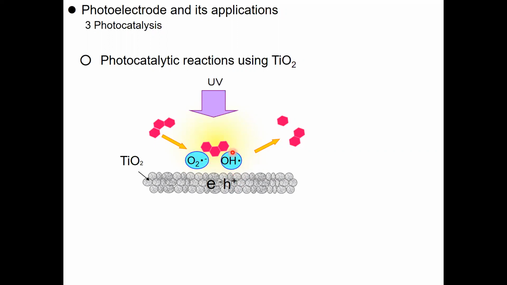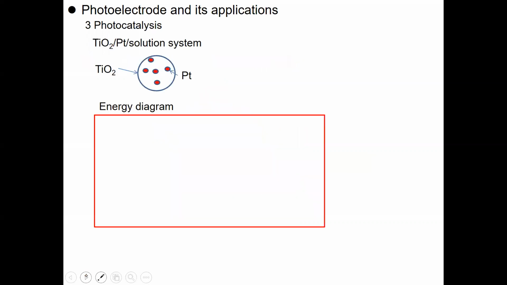They both have strong oxidation ability, and then decompose some of the organic materials into, in some cases, CO2 and water. So it is very useful to decompose contaminated solutions. They are called active oxygen species.